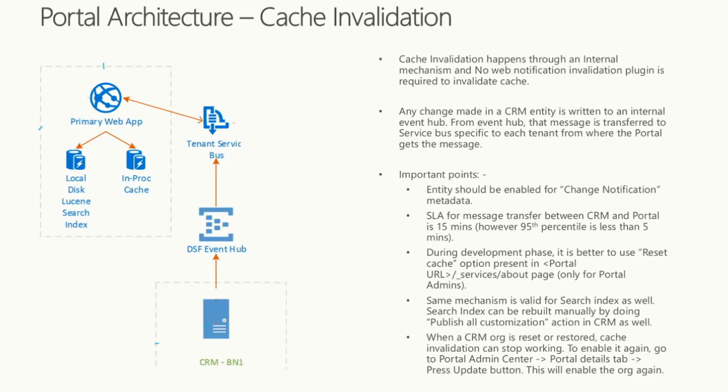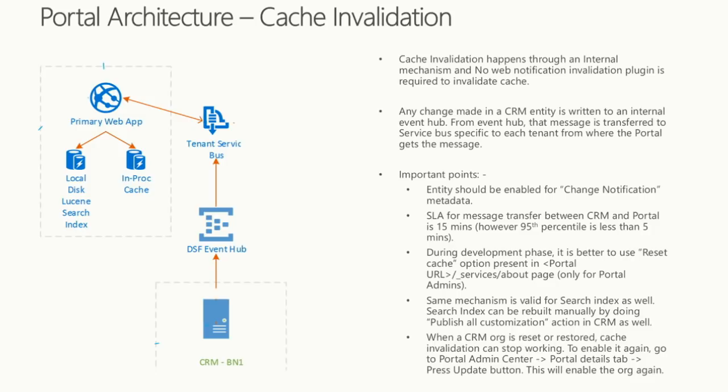Now, one of the key things, and this is one of the major reasons why your cache stopped working: if you are running a portal on a CRM sandbox or even a production, and you did an org reset or an org restore, your cache will break. Most of the time, even your portal will break. It will start throwing a runtime error. That's because your S2S connection is broken. Also, there's a hidden flag, which you don't see, which enables an org to write to Event Hub.